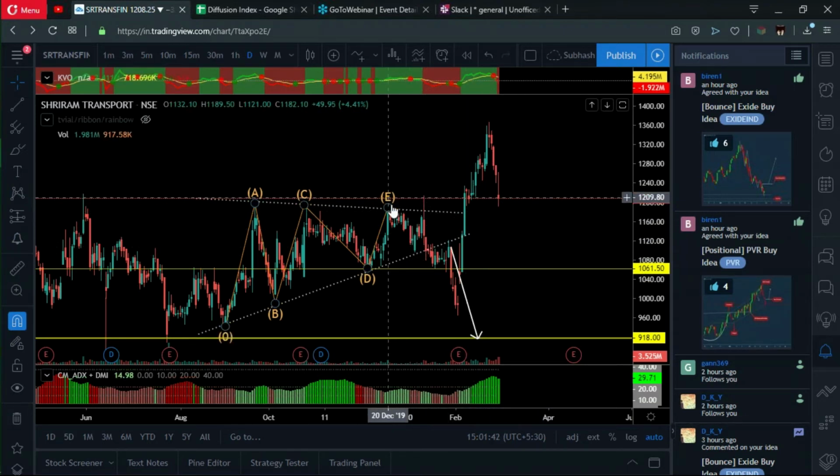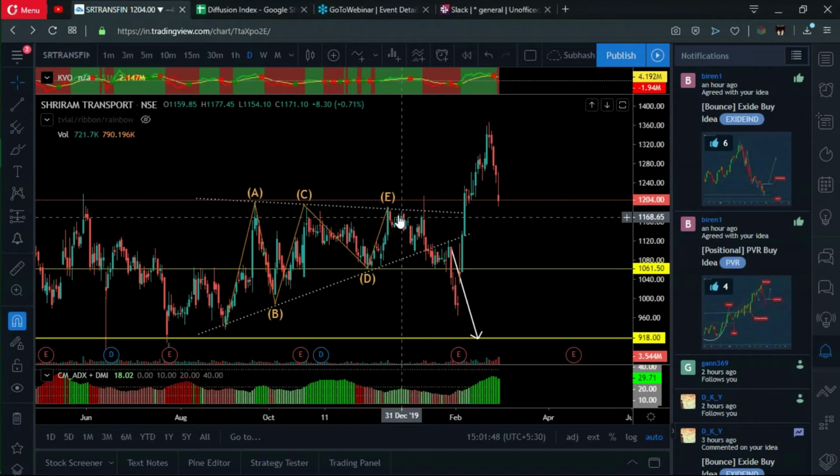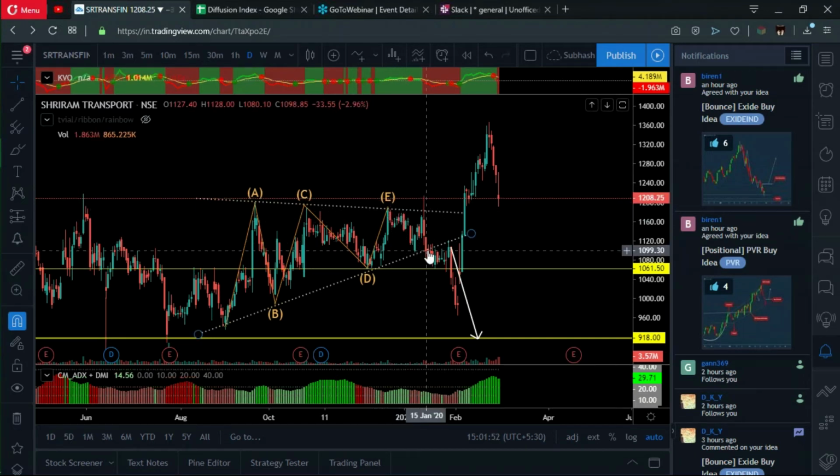You take the trade. You can take the trade here safely, or you can take the trade here if you are that confident. This is aggressive and this is safer.